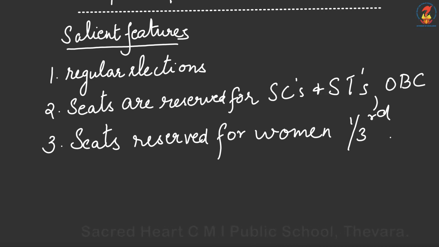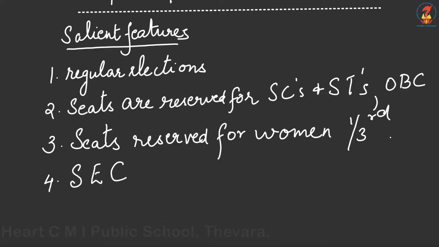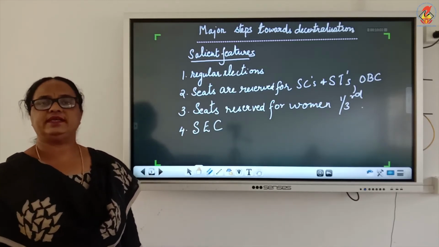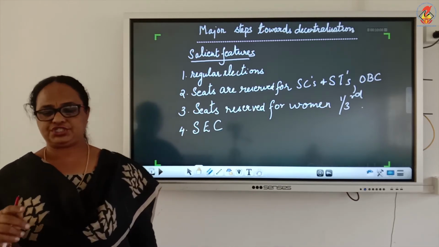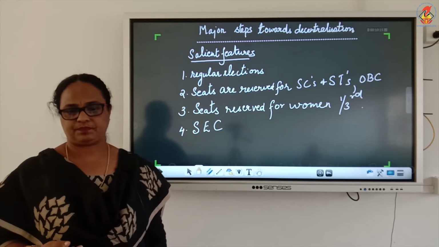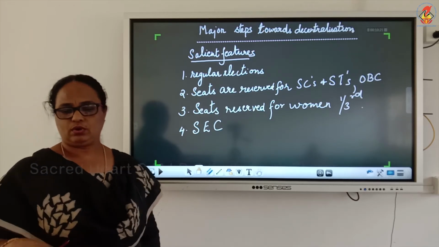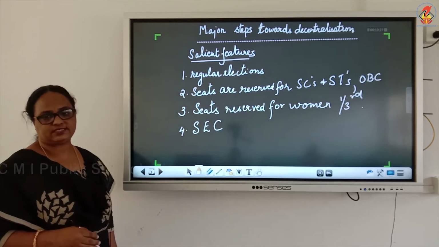Then an independent institution called the State Election Commission has been created in each state to conduct panchayat and municipal elections. Then the state government is supposed to share some powers and revenue with the local bodies. All these are the salient features of decentralization.